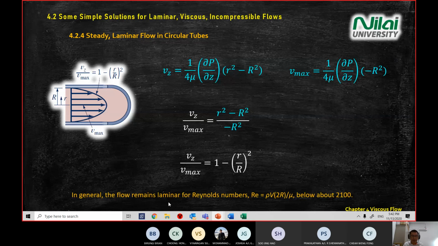Just a recap: for laminar flow, our Reynolds number is below 2100. This information is very important for your test 1 and final exam.